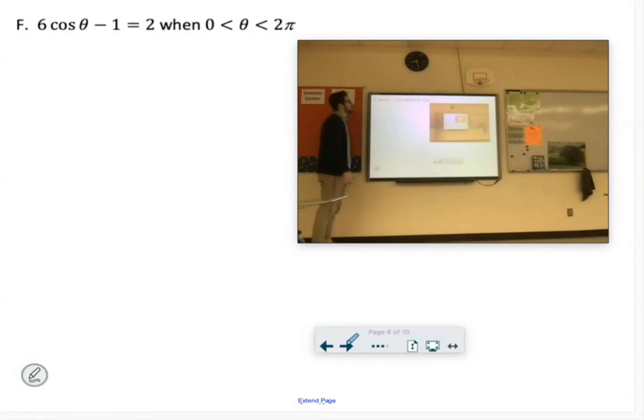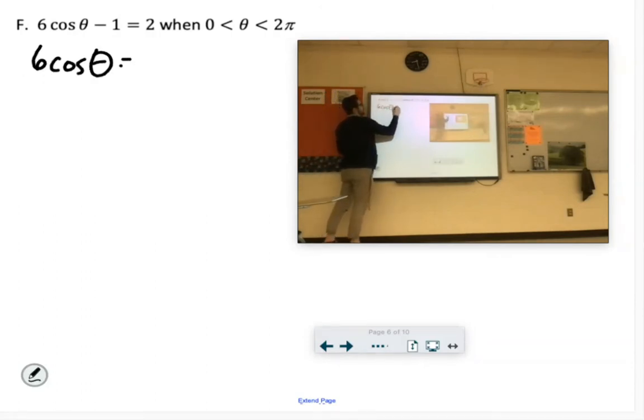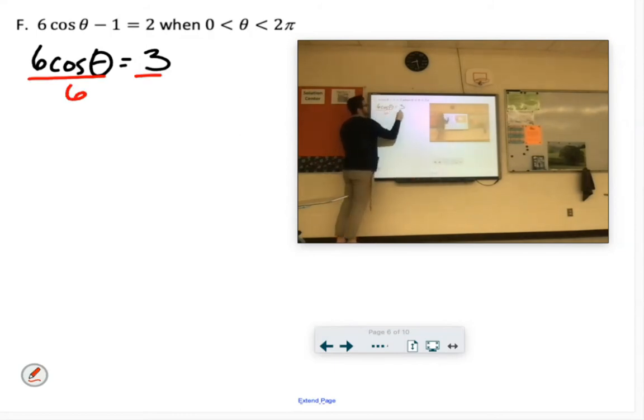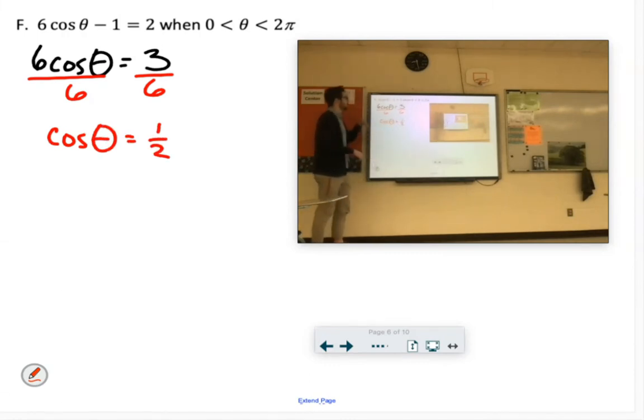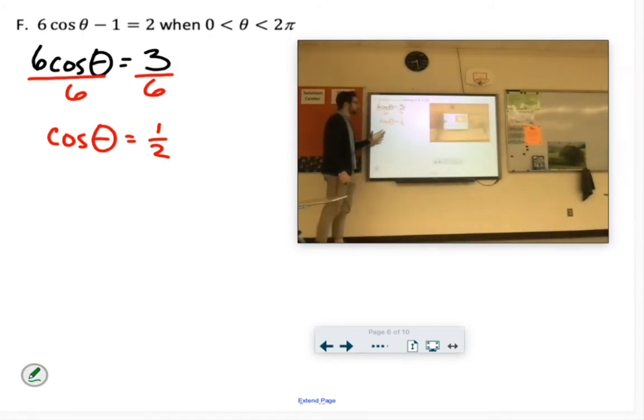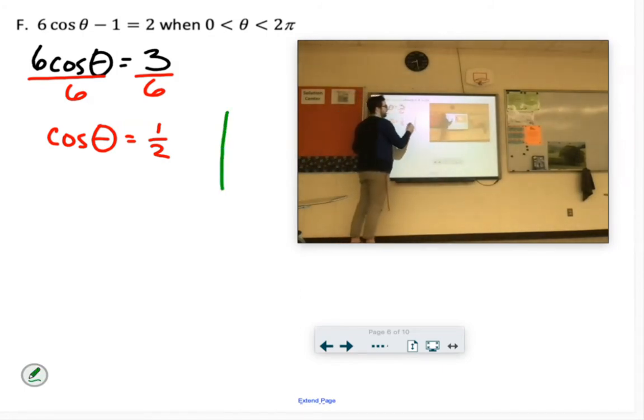6 cosine theta minus 1 equals 2. We're trying to get cosine by itself here, so let's add the 1. 6 cosine theta equals 3. We got to divide by 6. 3 over 6 would reduce to 1/2. Cosine is your x-coordinate. So where is the x-coordinate positive 1/2? Well, the x is only positive in quadrant 1 and quadrant 4.